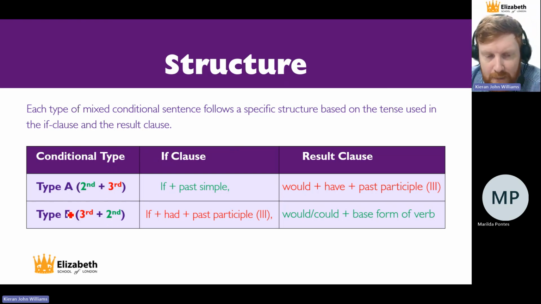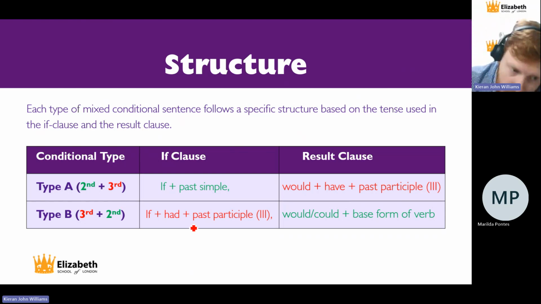So the type A sentence for us is a mixture of second and third conditional. So the if part of the sentence has the first part of a second conditional sentence. So it has just if plus past simple. The result part of the sentence is in the past. So it's the third conditional. So you need to have the result part of a third conditional sentence. So this is would plus have plus past participle.